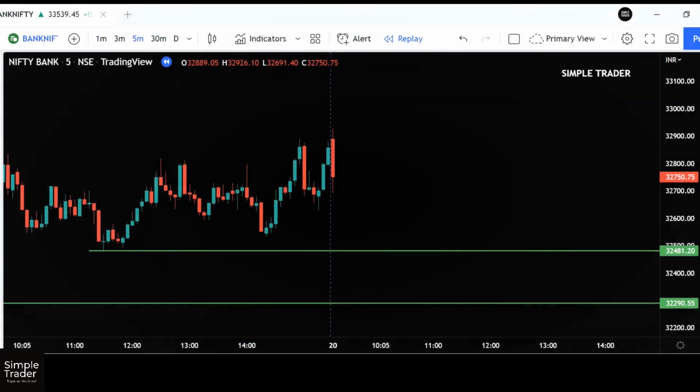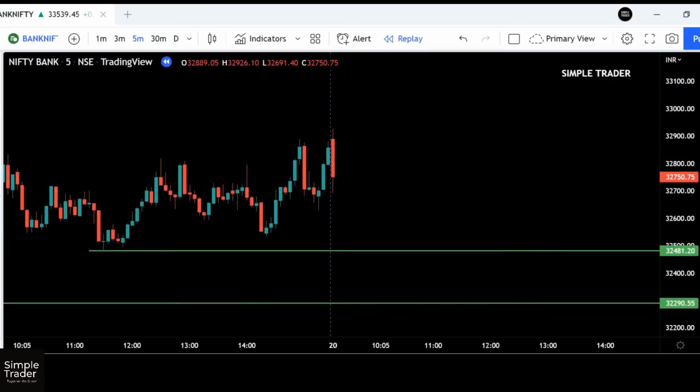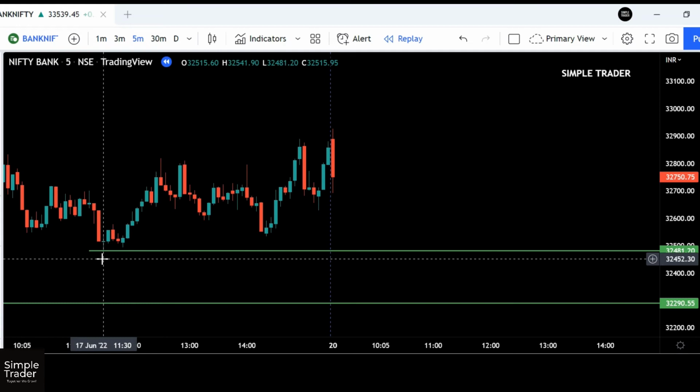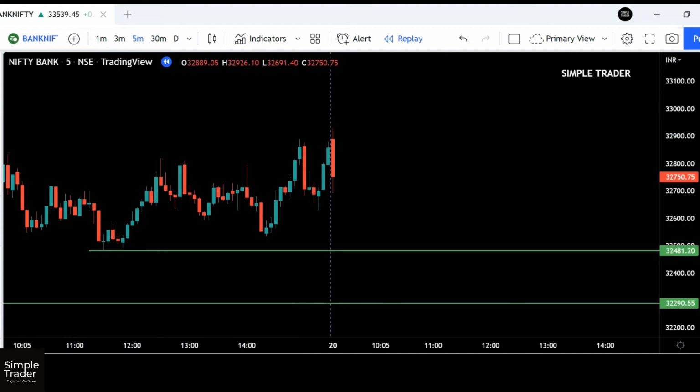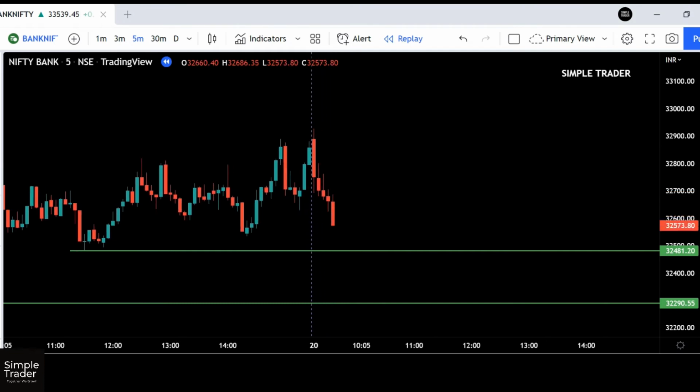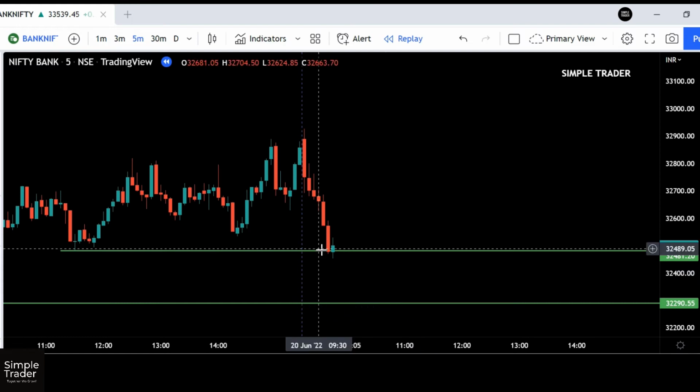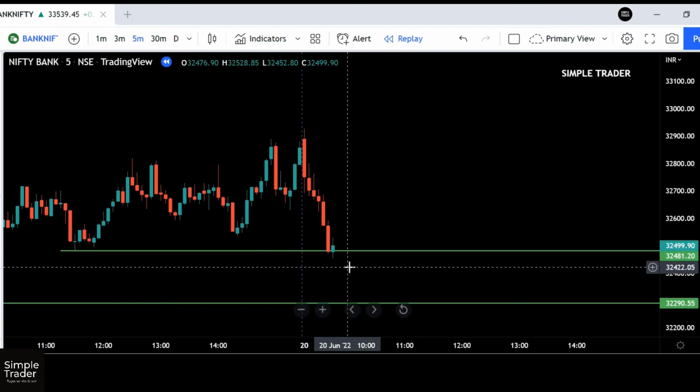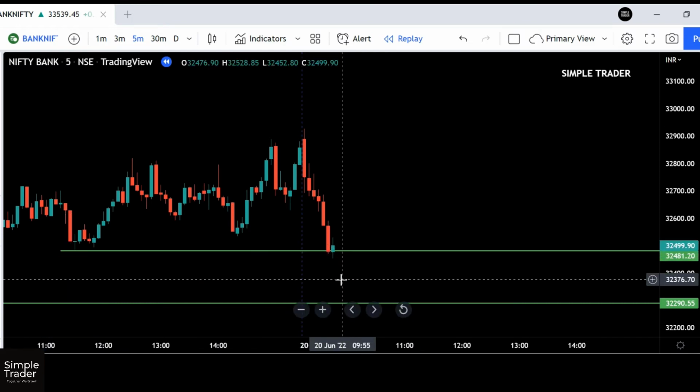So here we look at the Bank Nifty chart intraday. This is our 30 minutes visible reversal point, and we are in a 5-minute chart. So let's see what happened on this day. The price came down. It took an immediate reversal at our trading zone. So what happened at this point?